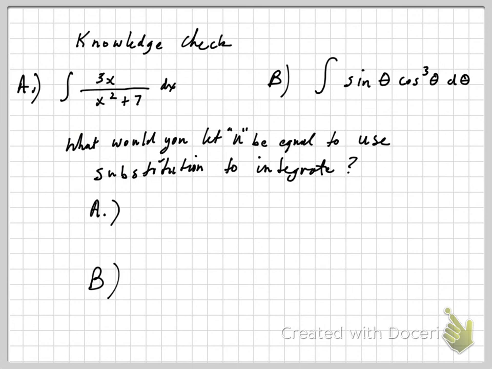Alright, now, this is your knowledge check. So I would like you, when you submit your notes, that you're going to answer these 2 questions. So if you look at the A question, that integral, what would you let u be equal to if you're going to do substitution? That's it. Don't do anything else. Just tell me what you let u be equal to. And then do the same thing for part B. If you have sine of theta is equal to cosine theta to the 3rd power, what would you let u be equal to in this situation? That would be the easiest thing to do.